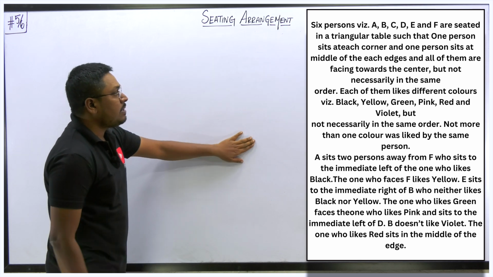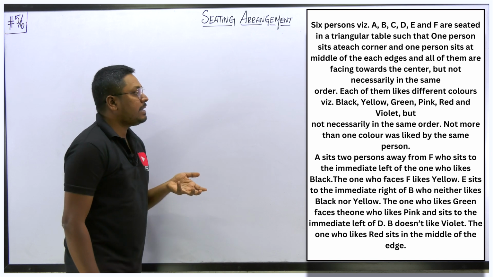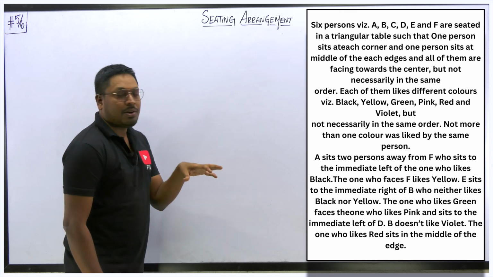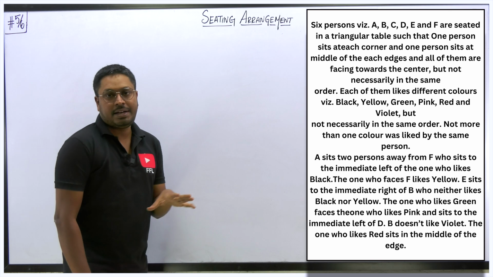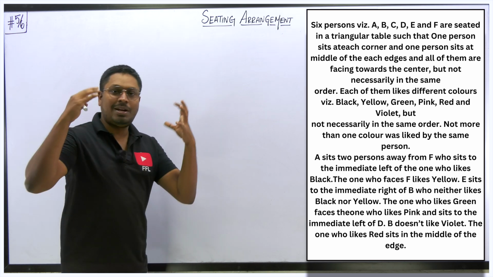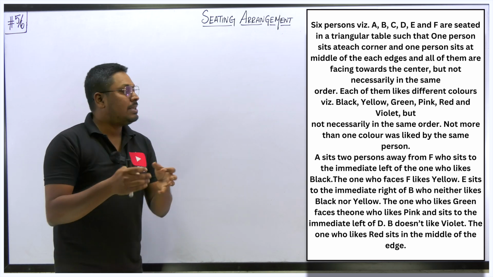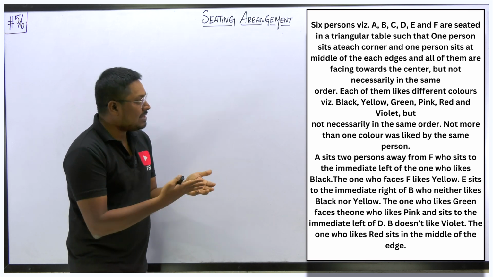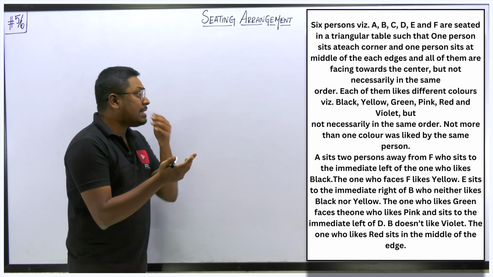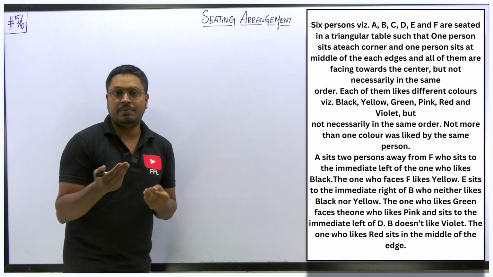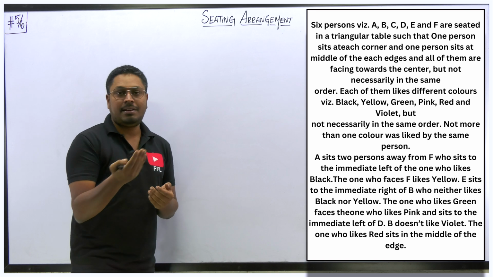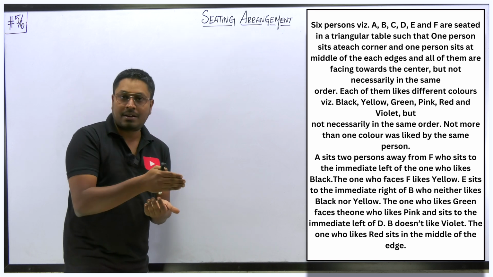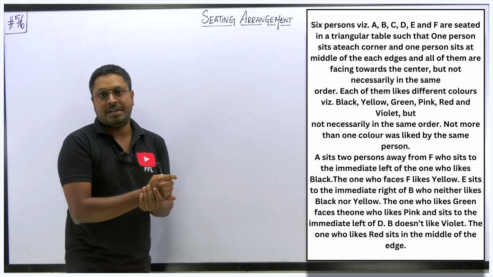So 6 persons A to F are seated at a triangular table such that one person sits at each corner and one person sits in the middle of each edge. So totally 6 persons. Now you understood how the diagram looks like. So a triangle, 3 corners and 3 middles of the edges, and all the persons are facing the center, and all the persons like different colors. So our target is to find which person likes which color and where he is sitting, whether at the corner or in the middle of the edges, right?